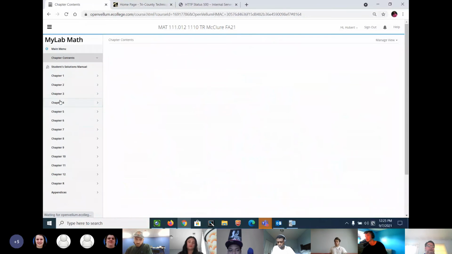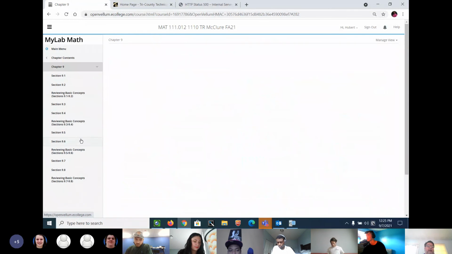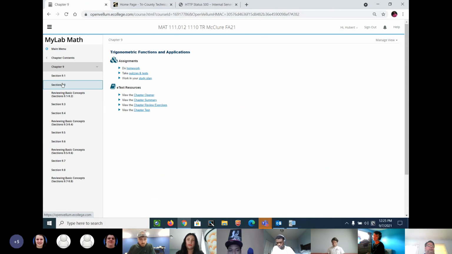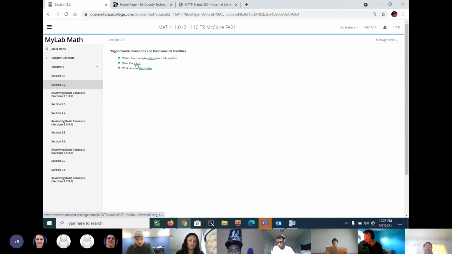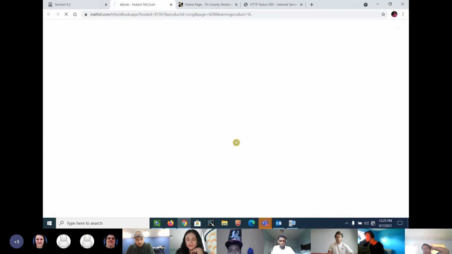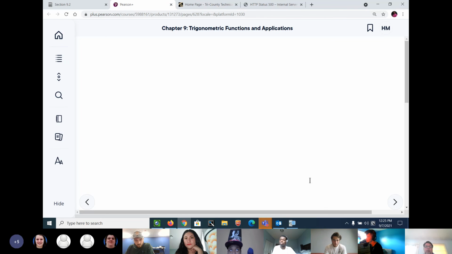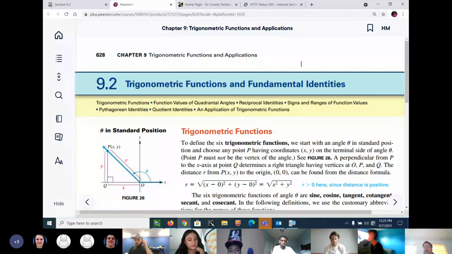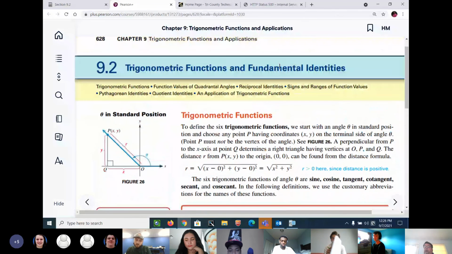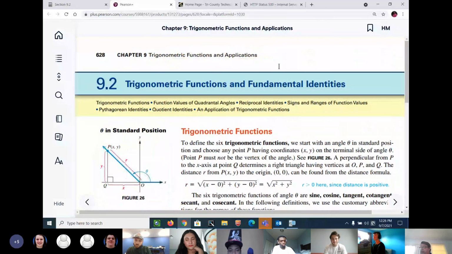Chapter contents. We're in 9, right? So 9.2. And let's see what we got. Probably basic trig. Yep, basic trig. And as I told y'all the other day, trigonometry is based on the circle.